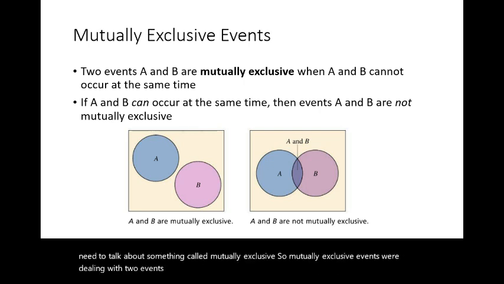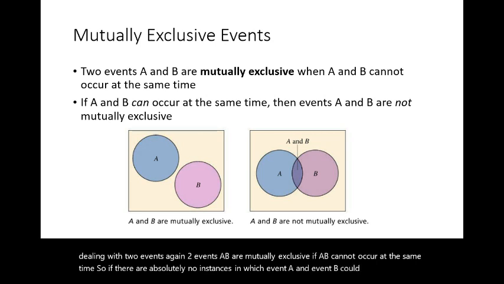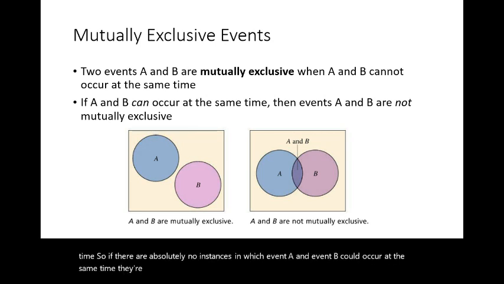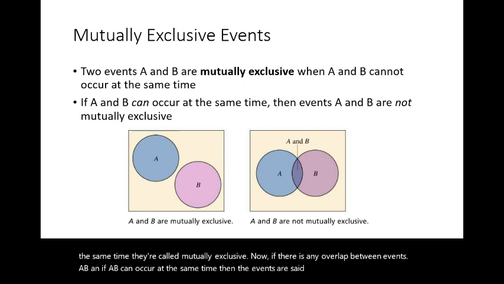Two events A and B are mutually exclusive if A and B cannot occur at the same time. So if there are absolutely no instances in which event A and event B could occur at the same time, they are called mutually exclusive. Now, if there is any overlap between events A and B, and if A and B can occur at the same time, then the events are said to not be mutually exclusive.